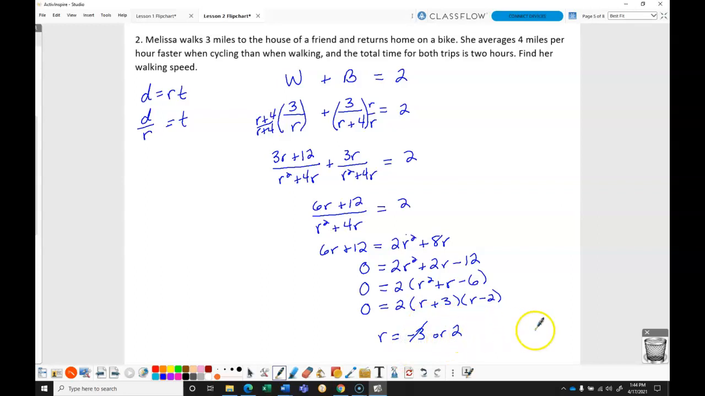So that means she is walking. Her rate is 2 miles per hour. So that's her walking rate. And remember, to get her biking rate, we would have to add 4. So the biking rate would be 6 miles an hour. But it didn't ask me for that. It only asked me for her walking rate. All right. Now let's take a look at the next problem.